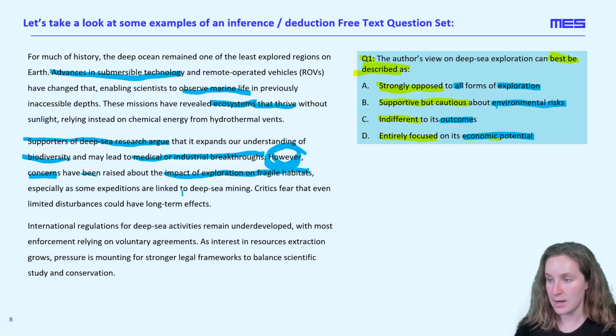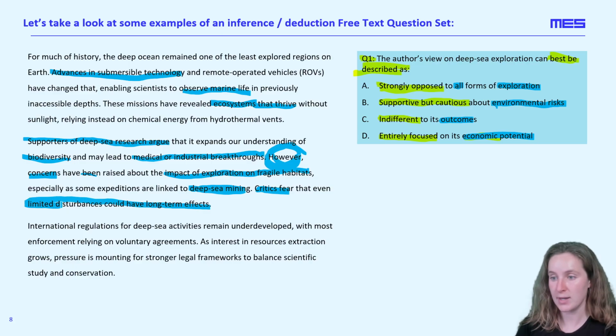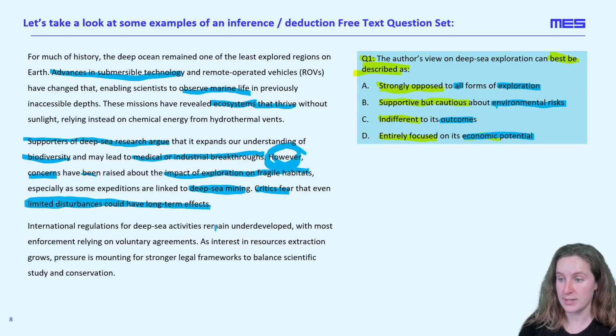Expeditions linked to deep sea mining. Okay, so that might be somewhat environmental there. We're seeing critics fear that even limited disturbances could have long-term effects. That seems pretty serious. That doesn't seem like progress for the sake of progress or indifference, does it, if we've got fear, for example, as one of those ideas. Now we're looking at regulations and enforcement, so it seems like there's some concern for the effects. Again, that's driving us quite away from C and driving us quite away from D as well.